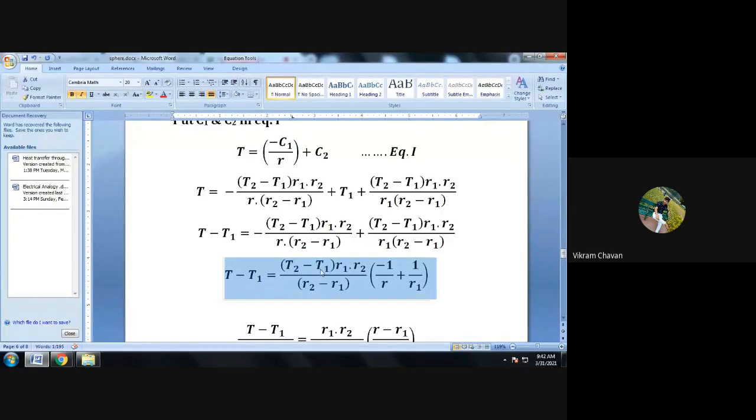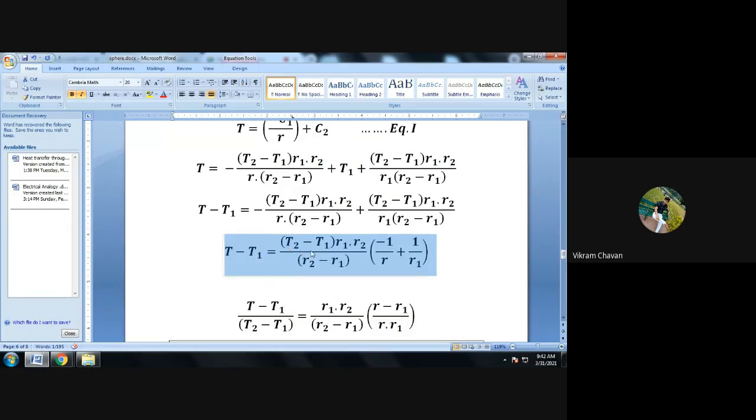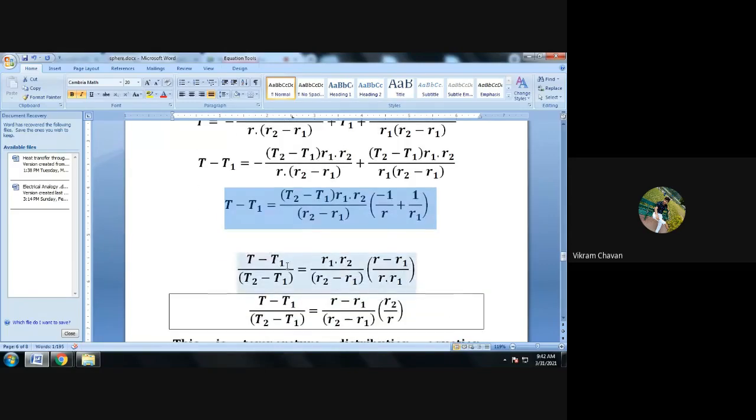Further, we have to shift this T2 minus T1 to the other side, and perform the cross multiplication for the bracket term with the inside radius. After shifting the temperature terms to one side, we get the equation T minus T1 divided by T2 minus T1 is equal to, from outside the bracket, R1 multiplied by R2 divided by R2 minus R1.